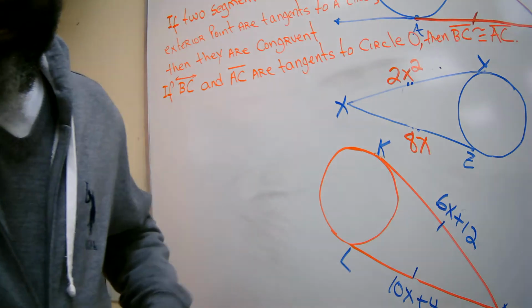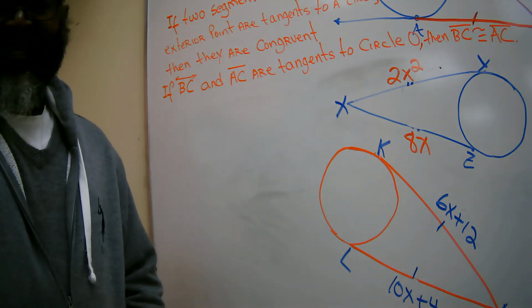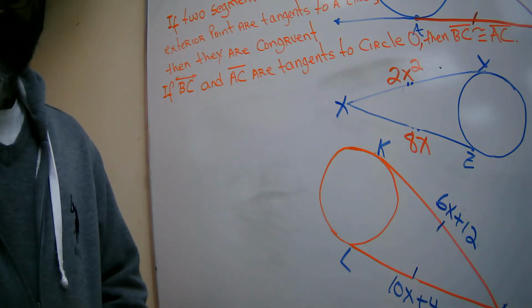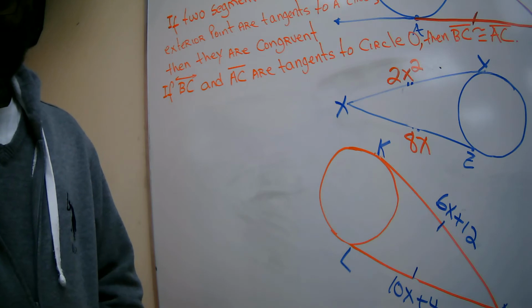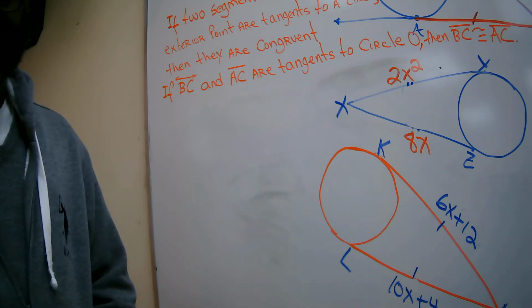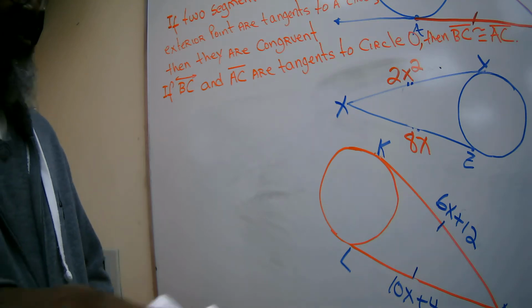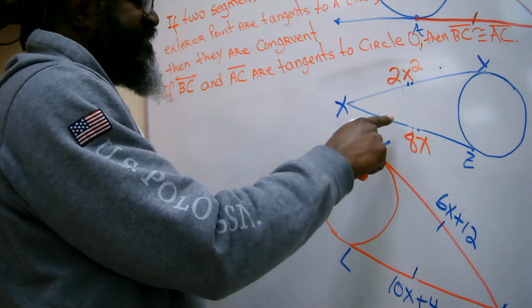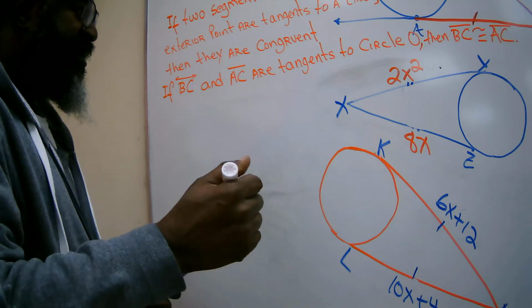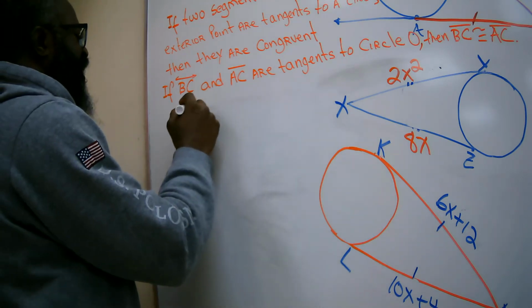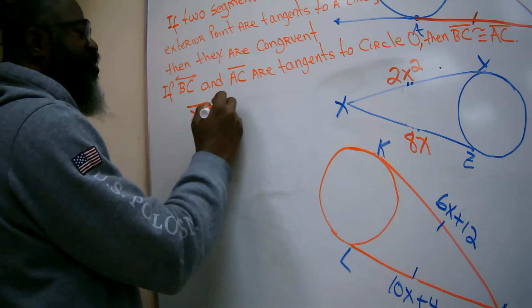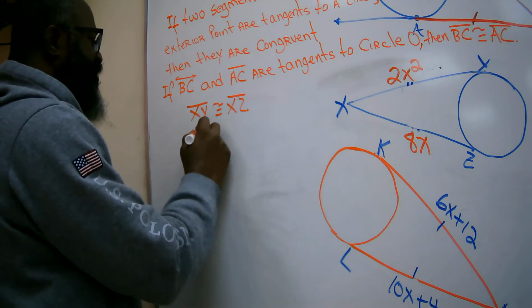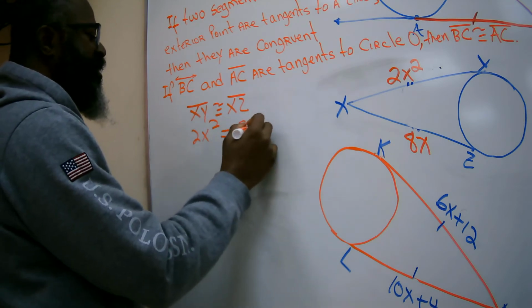Alright, we continue our lesson on how to deal with two tangents that share the same external point in a circle. Remember that if two tangents share the same external point in a circle, the tangents will be congruent. So we have tangent XY, they give you an expression of 2x squared, and tangent XZ is 8x. So in this case, we can conclude that XY is congruent to XZ.